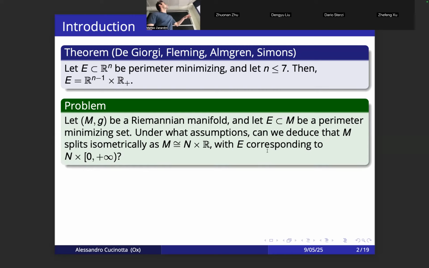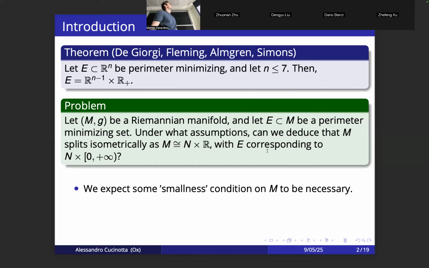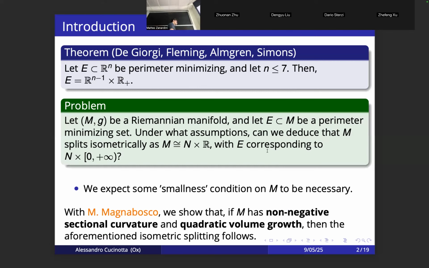All right, so the first comment is that if the manifold is a Euclidean space, then by the theorem above, a sufficient condition to answer our question is that the dimension is less or equal than 7. So in analogy, we expect some smallness condition on the manifold to be the answer to our problem. Okay, so what we managed to prove with Mattia Magnabosco, a postdoc in Oxford, is that if the manifold has non-negative sectional curvature and quadratic volume growth at infinity, then existence of a perimeter minimizing set forces the isometric splitting.